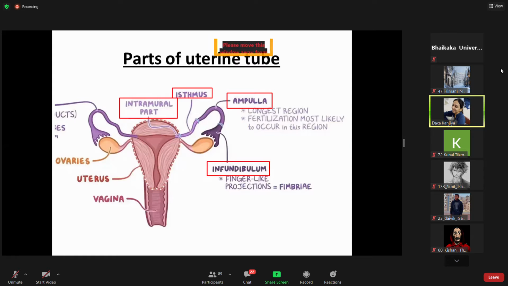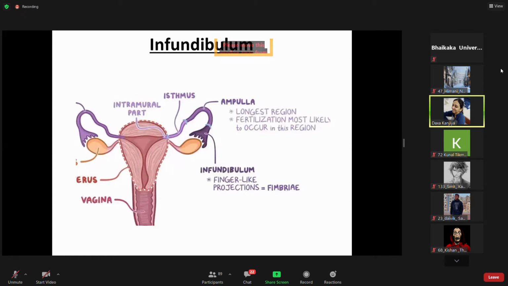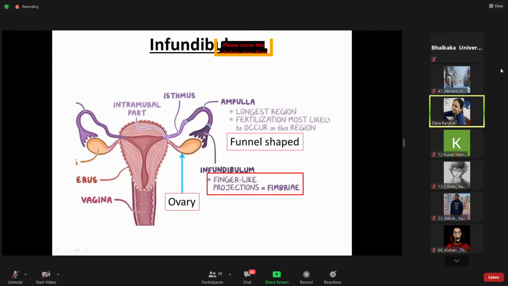Now let us see each part one by one. First, the infundibulum, which is the lateral end of the uterine tube. It is the funnel-shaped end, and it covers the ovary, and it has various finger-like projections. Here you can see the finger-like projections, and one or two projections are very long, and these are known as fimbria. So fimbria is one of the longest finger-like projections of the infundibulum.